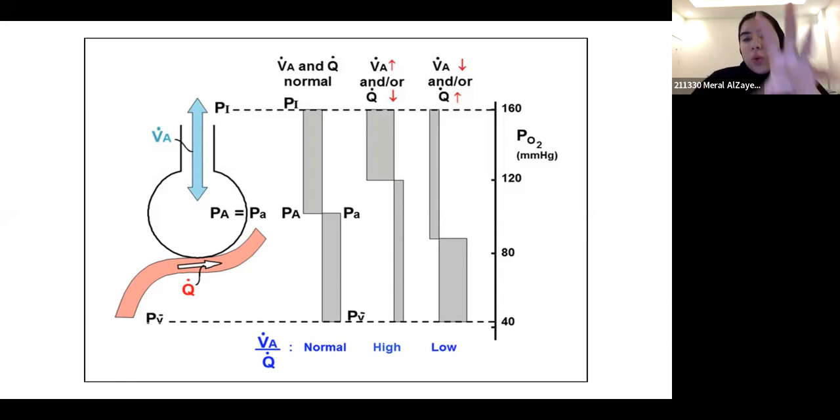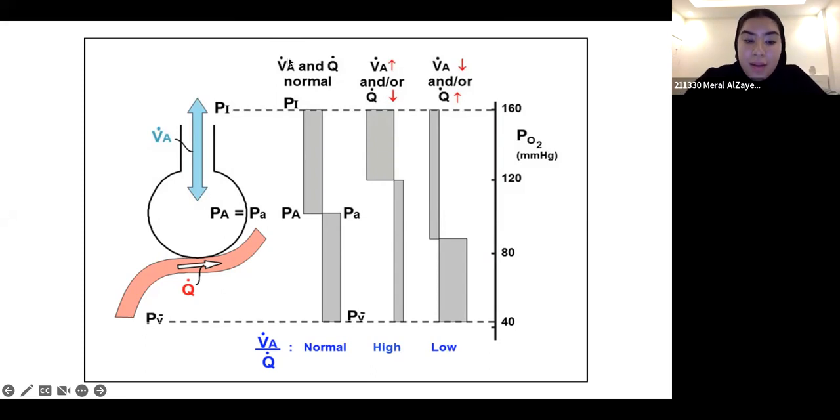For you guys, you use 1 as the normal VQ ratio, but in reality, it's actually 0.8, because the alveolar ventilation is actually 4, not 5. But for the purposes of this lecture, and according to what Dr. Shams said, use the VQ ratio as 1 for it being the normal, okay? Is that clear? Okay. So I think the normal is clear.